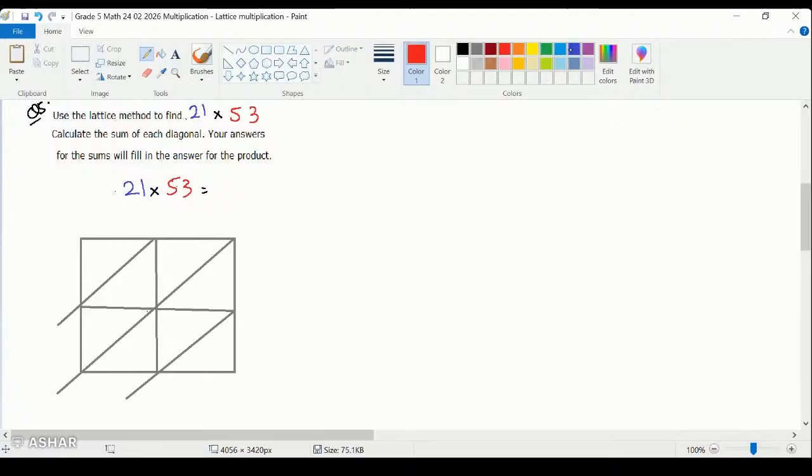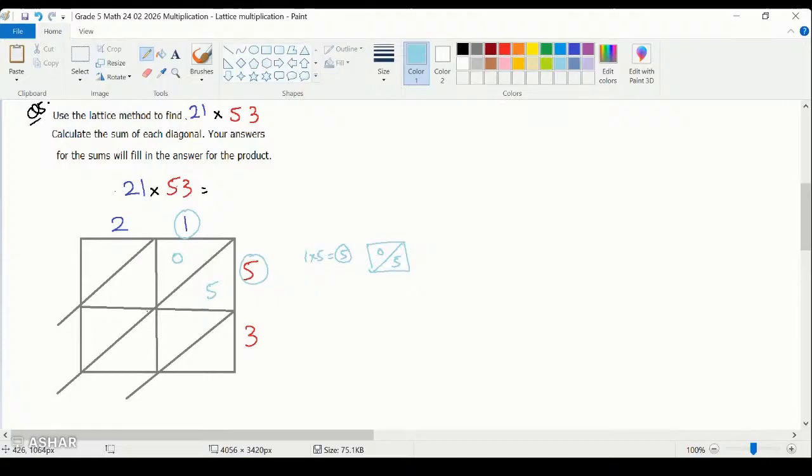So we can write 21 multiplied by 53. It's perfectly okay. 1 multiplied by 5 is 5. So we write 5 over here. Agreed? 1 multiplied by 5 was 5. So we don't have tens in it. So we write 0, 5. Okay?